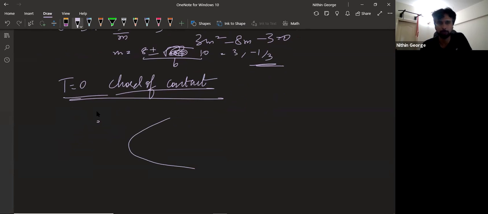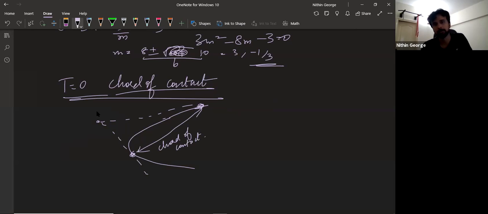So you have some conic, and you have some point. From that point, you draw two tangents to the conic. They will touch the conic at two different points, and the chord formed by these two points is the chord of contact. Now, how do you obtain this chord?